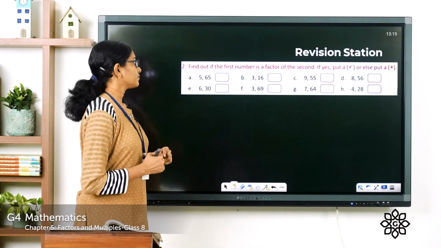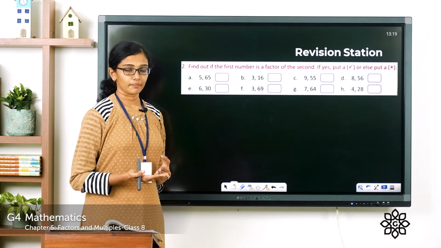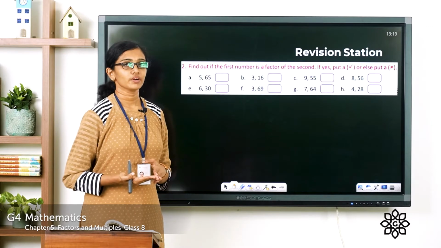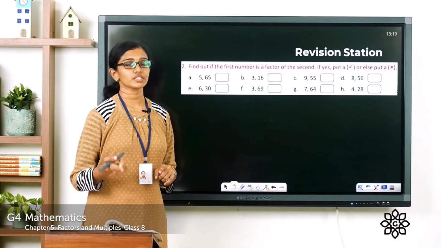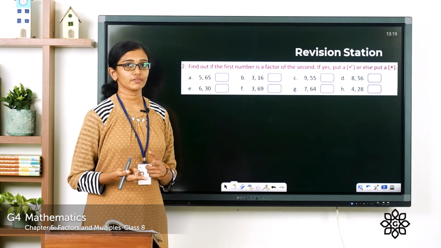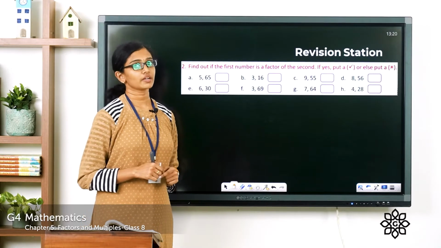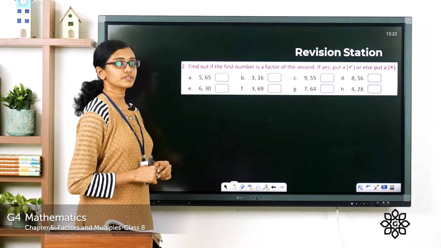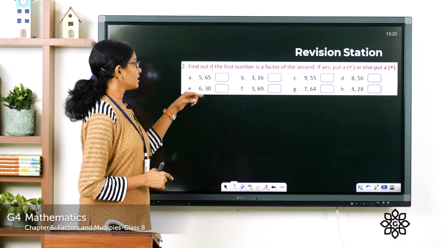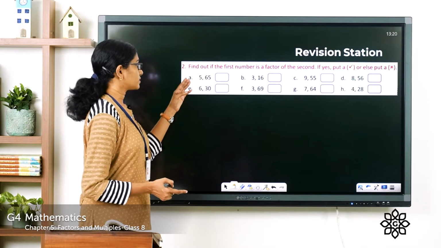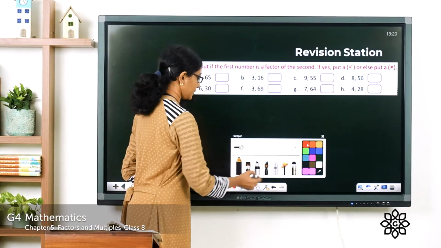So let's see 5 and 65. What is the divisibility rule for 5? For a number to be divisible by 5, the ones digit should be either 5 or 0. And we know factors of a given number are those numbers which can divide the given number completely without any remainder. So is 5 a factor of 65? Yes, the ones digit here is 5. So 65 will definitely be divisible by 5. Means 5 is a factor of 65. So let's put a tick mark here.